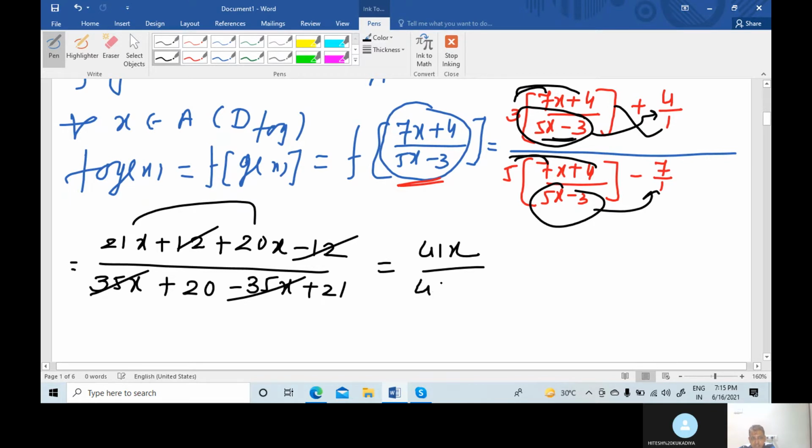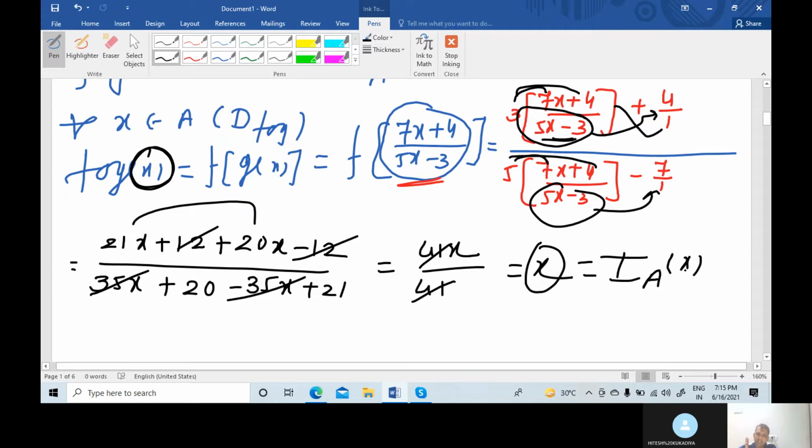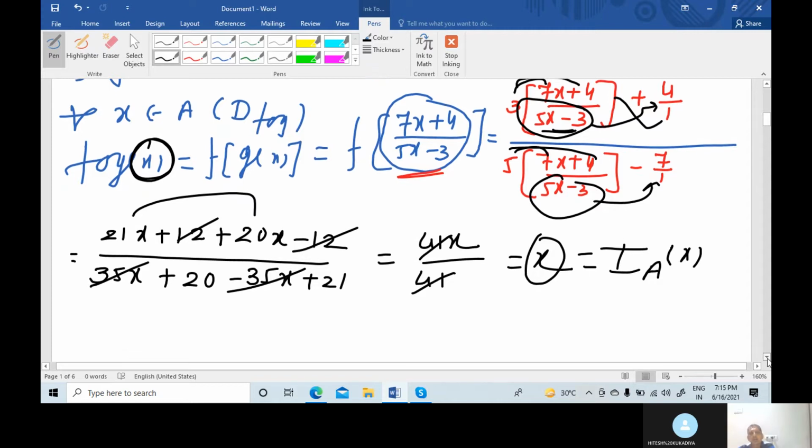Denominator 20 plus 21, 41. Cancel. Again the answer is x. Is that clear, student? So here we put the value of x and also we get the answer x. It is called the identity function IA of x. Is that clear? Okay, did you understand?